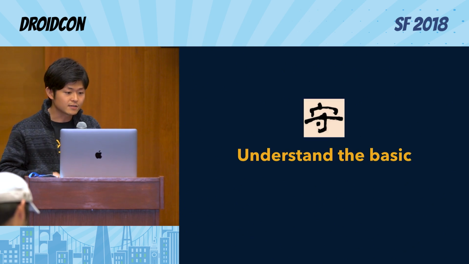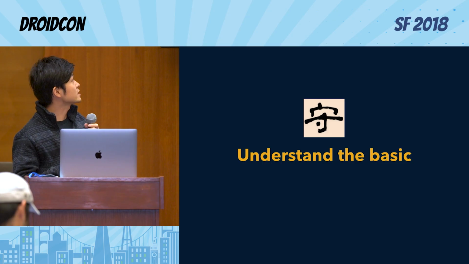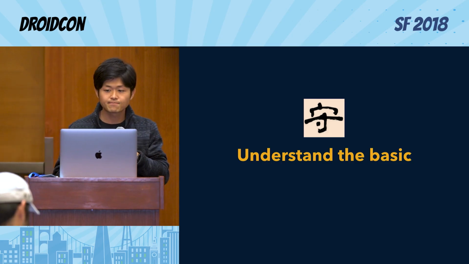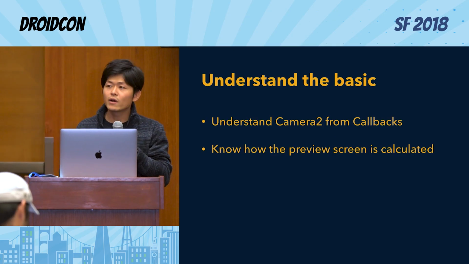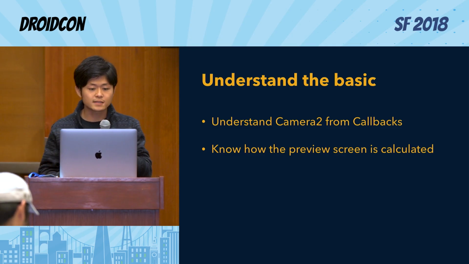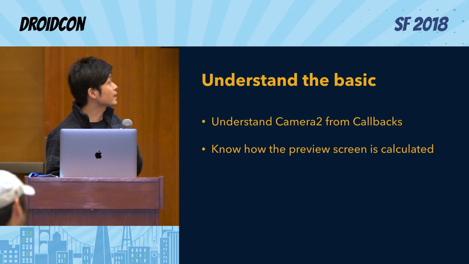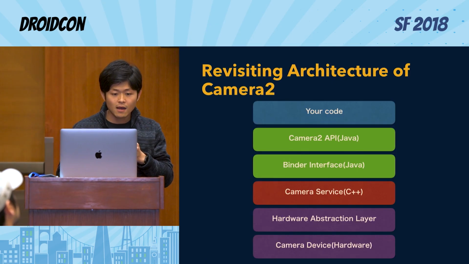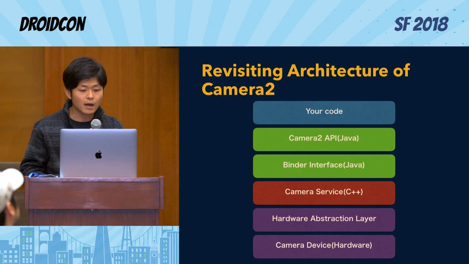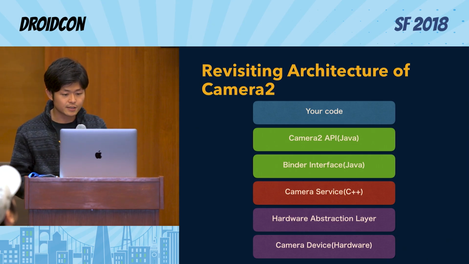So now let's get into the first step, understanding the basics. Here, I will explain two things, as I mentioned. The first is about the callbacks that Camera2 API has. The second is how to calculate the preview size. Let me quickly go through the Camera2 API architecture first.